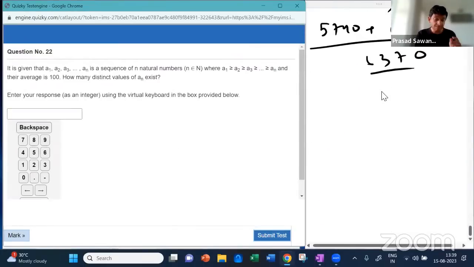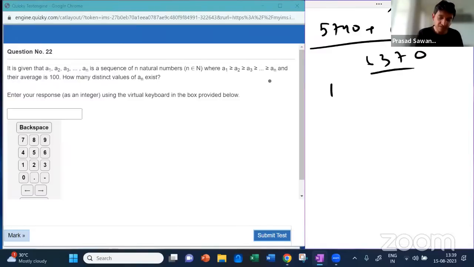Okay, last question we have. A1, A2, A3 till AN is a sequence of n natural numbers where A1 is greater than or equal to A2 greater than or equal to A3 and so on till AN, and their average is 100. How many distinct values of AN exist? If there is only one number, A1, with average 100, that can be 100, which is fine. If there are two numbers whose average is 100, the larger number, right? If I have, let's say, 1 and 199, the average will be 100.